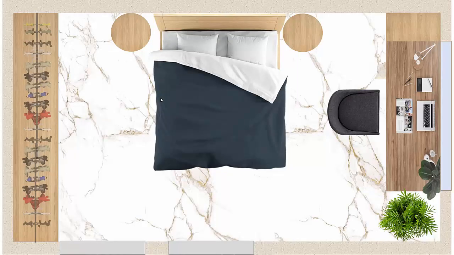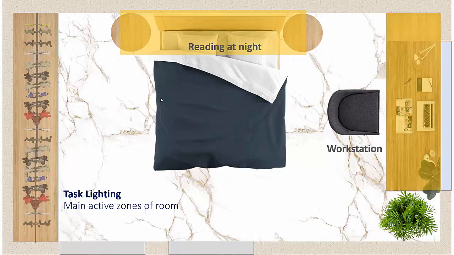Next layer of light is task lighting. What is task lighting? Task lighting is the lighting we are going to use at the main active zones of the room. So wherever I have some specific task being performed, there I'm going to use task lighting. Here I have two task areas. One is obviously the workstation, and the second one is near my bed, the highlighted portion here, because maybe I would like to read a book or just write a journal at night, relaxing there.